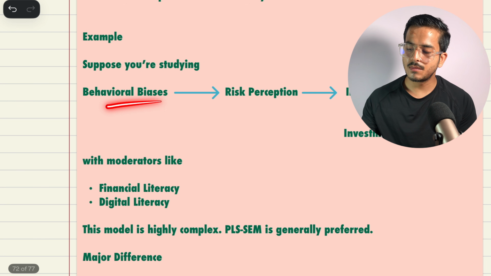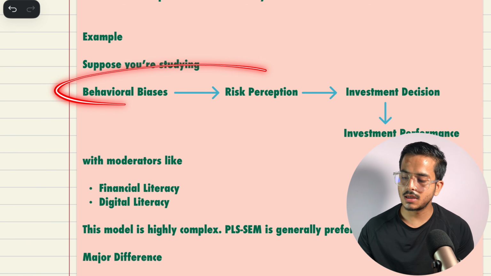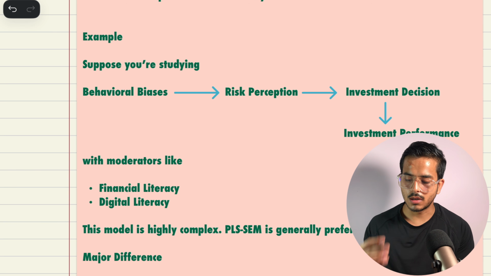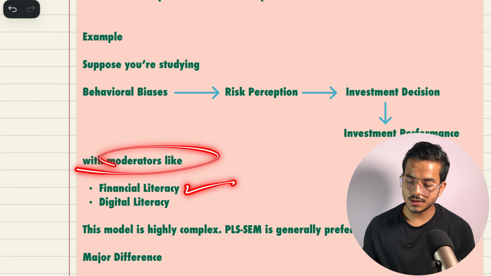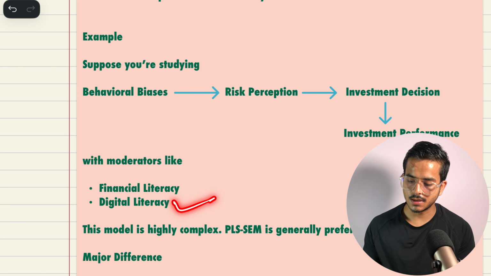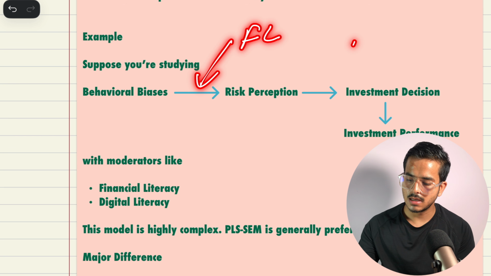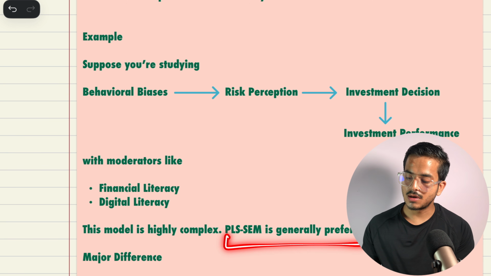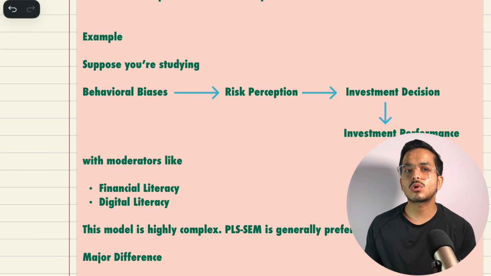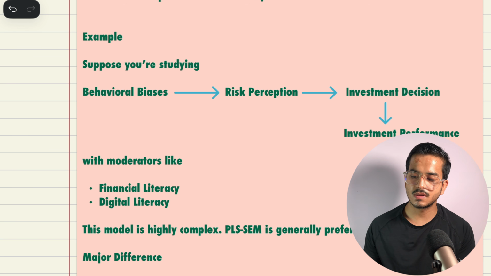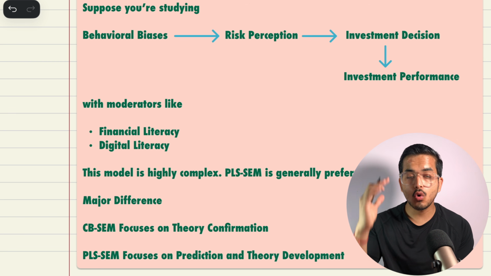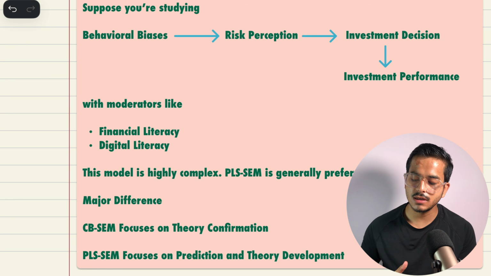So it could be serial mediation, or you can just consider this as your model. And the moderators are financial literacy and digital literacy. So financial literacy must be impacting this, digital literacy must be impacting this. PLS-SEM is generally preferred because the model becomes more complex. It's not simple descriptive statistics, and inferential statistics for that matter. It's more complex than even inferential statistics.